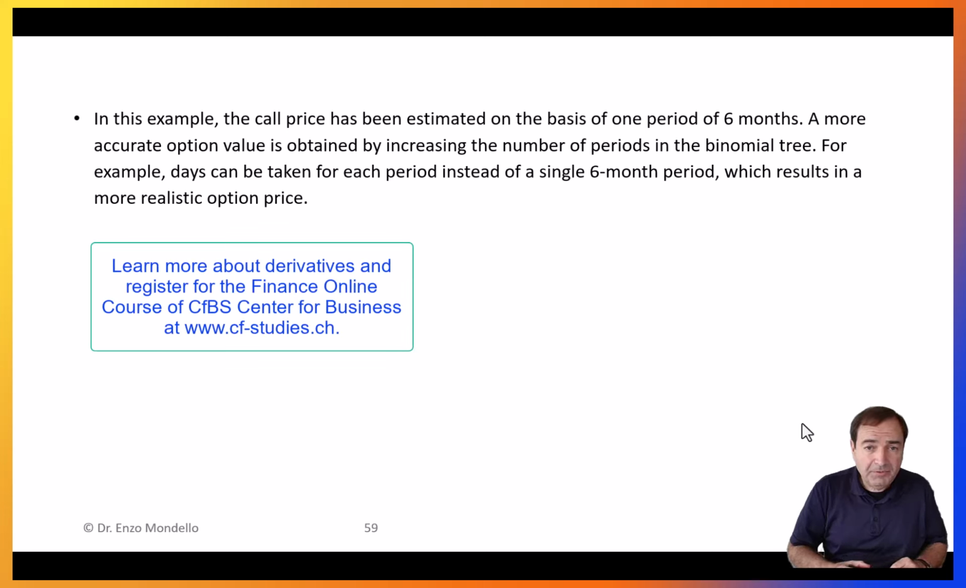In this example, using a one-period binomial model, the call price has been calculated on the basis of one period of 6 months. A more accurate option value is obtained by increasing the number of periods in the binomial tree. For example, days can be taken for each period instead of a single 6 months period, which results in a more realistic option price.